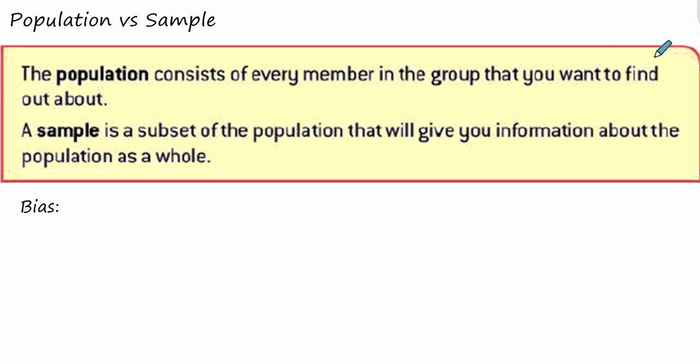Population versus sample. So the population consists of every member in the group that you want to find out about. A sample is a subset of the population. Okay, so you need to know these words. These words are going to be very, very important. Population is everybody. If I wanted to figure out what happens in the student body and I wanted to know exactly, I would have to ask every single student. That includes kids who were missing the day I gave it. I need to make sure I include them as well. But sometimes that population is too big. We can't make that happen. So instead, we're going to sample a small group. That is a subset.